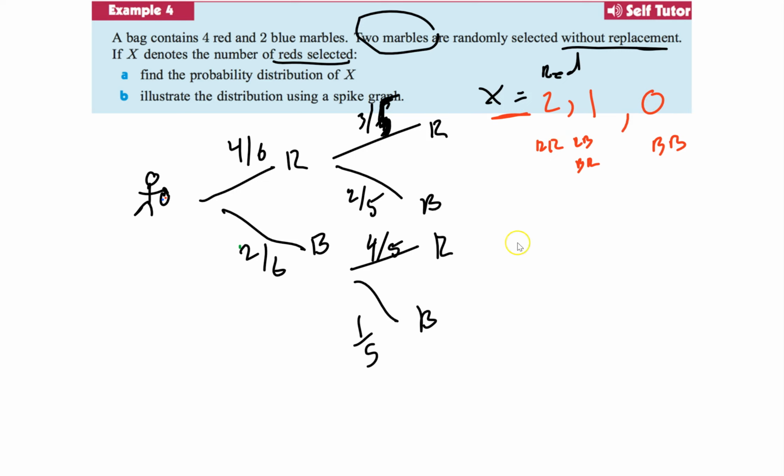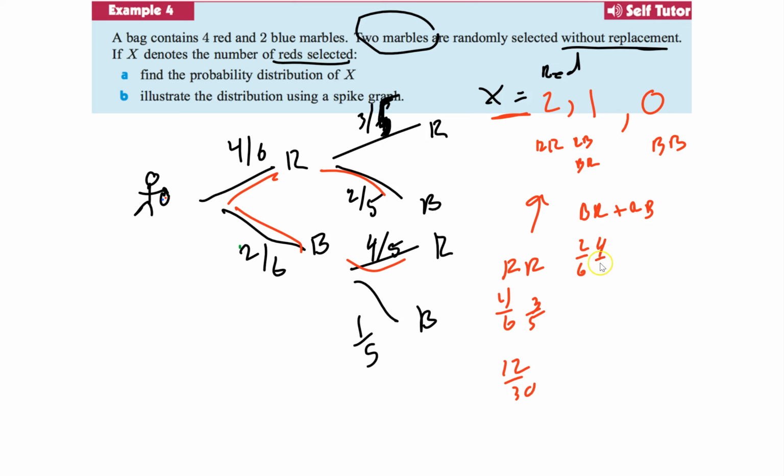And then if I want to find the probability of each one, we know how to do that. Probability of getting 2 would just be multiplying the red times the red: 4/6 times 3/5, 12 out of 30. For getting 1 red, there are 2 ways, red, blue, or blue, red, so you have to add them up. Blue, red is 2/6 times 4/5, and red, blue is 4/6 times 2/5. So I get 8 out of 30, plus 8 out of 30, 16 out of 30.